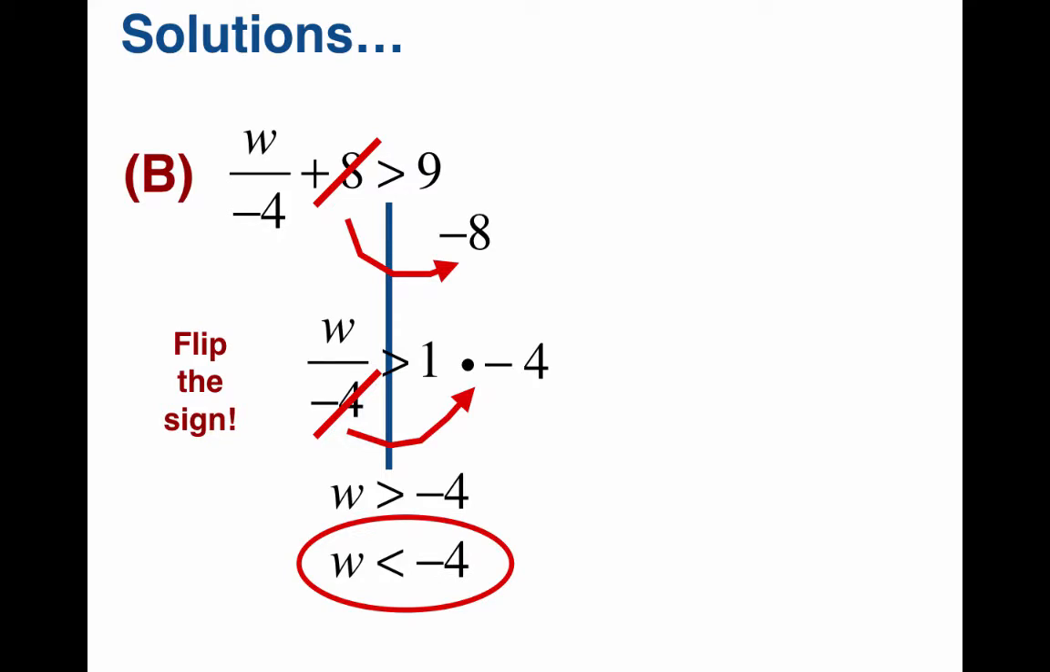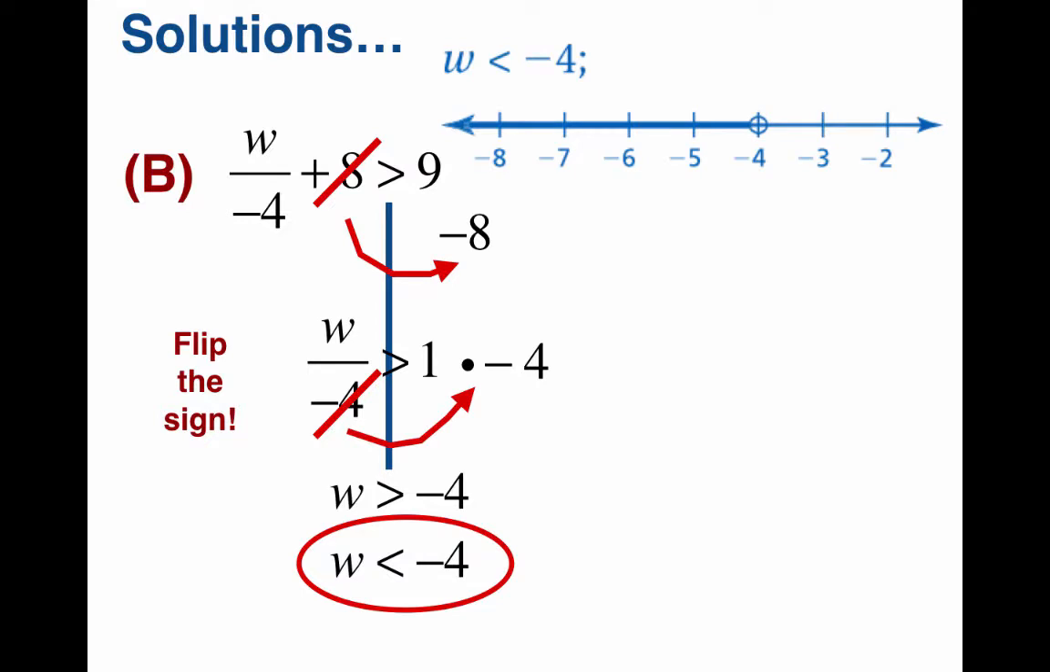And then to put that on a number line, we're going to have an empty hole at -4 shaded to the left. If you forgot to flip your sign, then you shaded to the right and you have all the wrong side of your number line shaded. So flipping the sign is very important to remember.